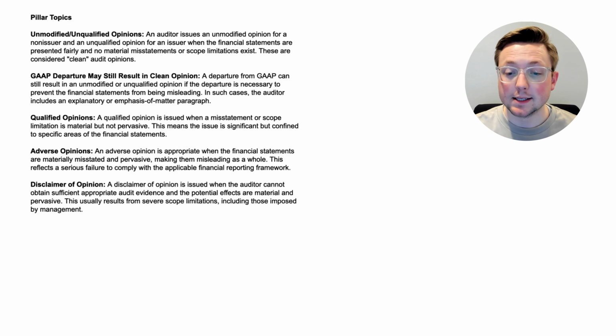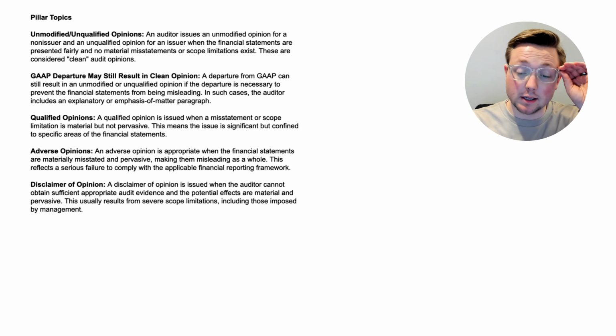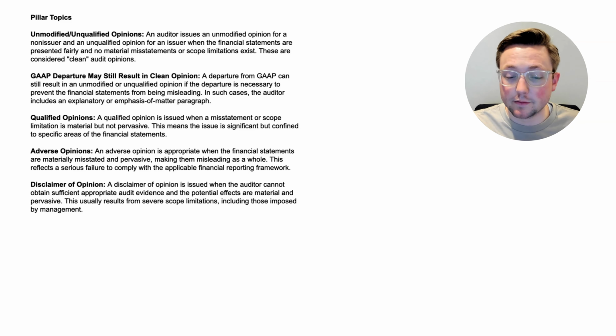A disclaimer of opinion is issued when the auditor cannot obtain sufficient appropriate audit evidence and the potential effects are material and pervasive. This usually results from severe scope limitations, including those imposed by management. So disclaimer of opinion, similar to adverse opinions, but it's instead based on them not being able to obtain sufficient appropriate evidence because of scope limitations, whereas adverse opinions are from a known error, a huge error that is pervasive throughout the whole financial statements, so that's an adverse opinion.